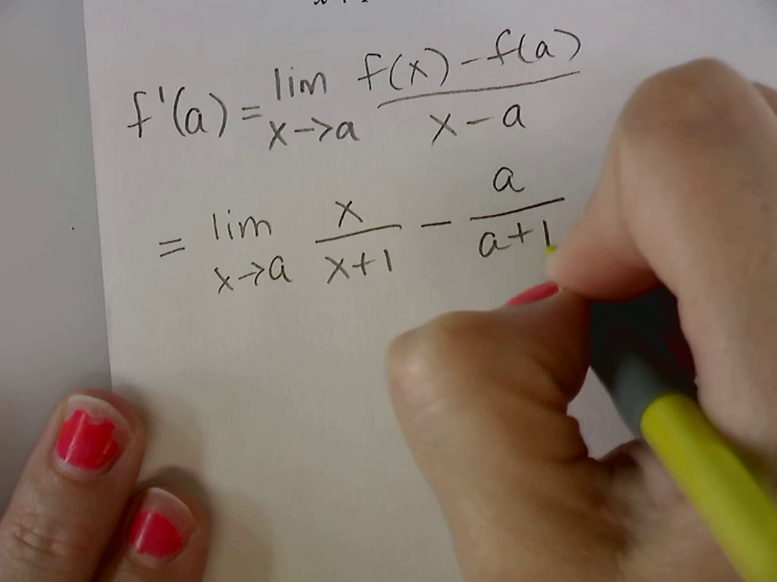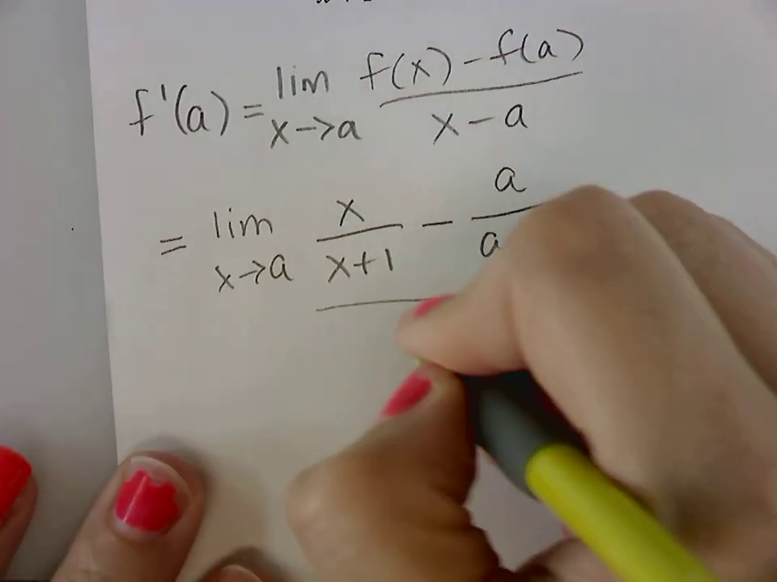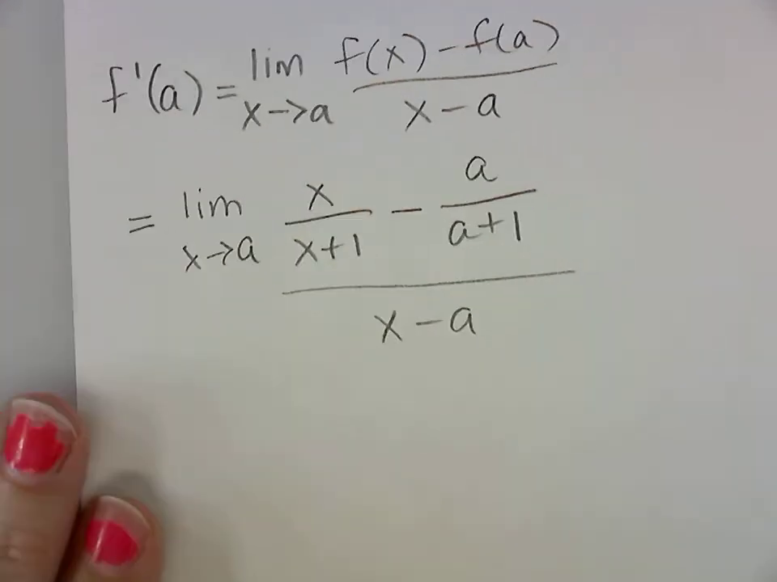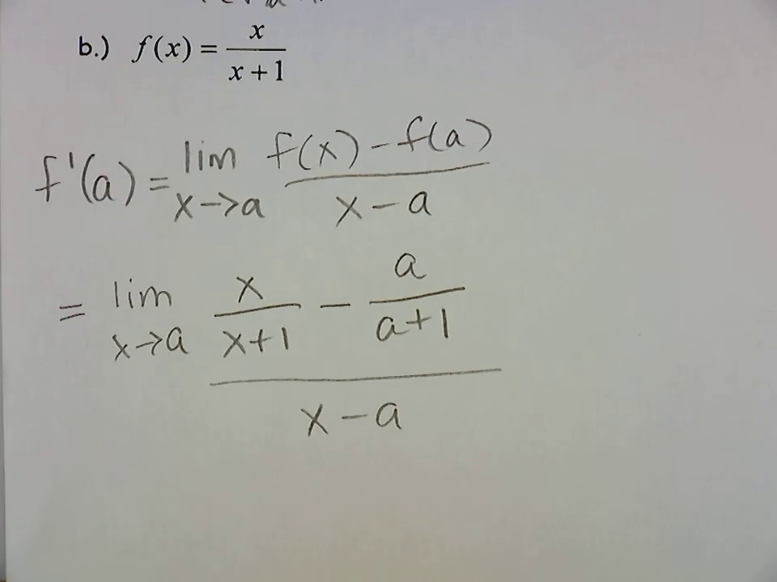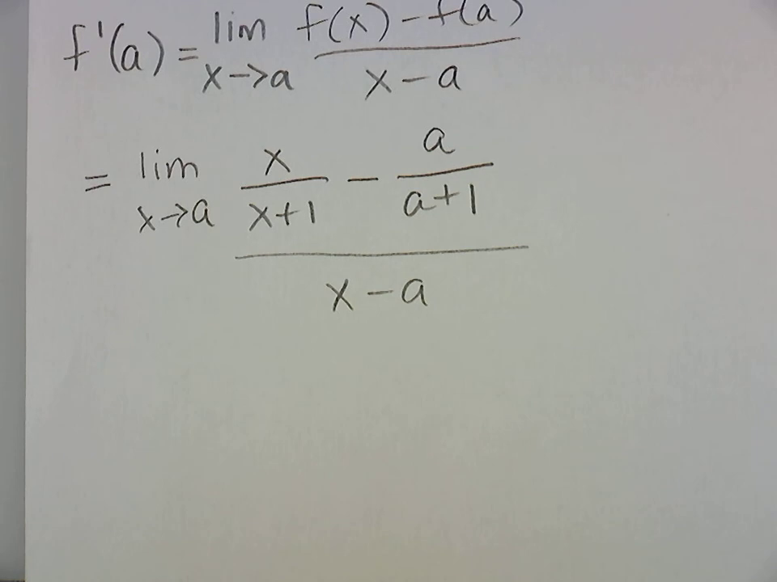And then all of that is over x minus a. Okay, so some of you might be thinking, oh, well, at the very end of the last one, we just plugged in a for x, so I should just do that now and then forget about it. Well, no. Once you plug that in, your limit goes away. And you can't just plug in a here because then the denominator would be what? Yeah, 0. So then it'd be undefined.